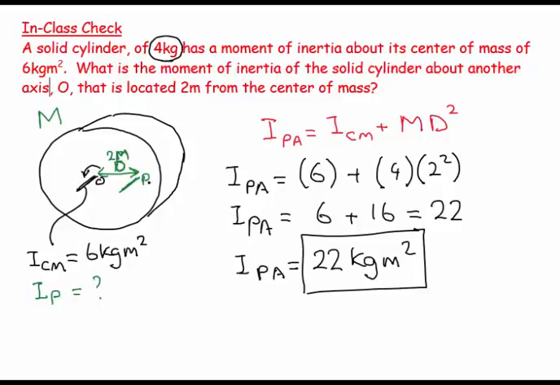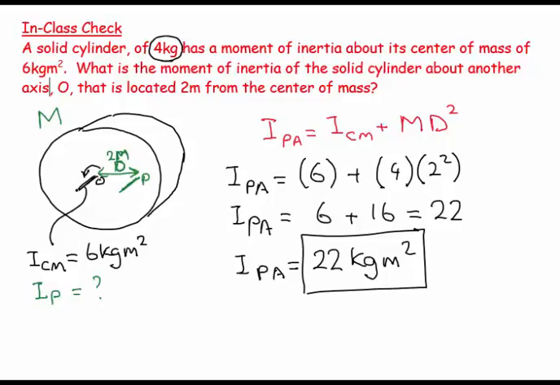This does not only work for solid cylinders. I could have any shape of object, and if I know the moment of inertia of the object about an axis which passes through its center of mass, and I want to know the moment of inertia of the same object about an axis which is parallel to the first one, then I can simply work it out using this expression. So it's not limited to solid cylinders, but it is limited to parallel axes.